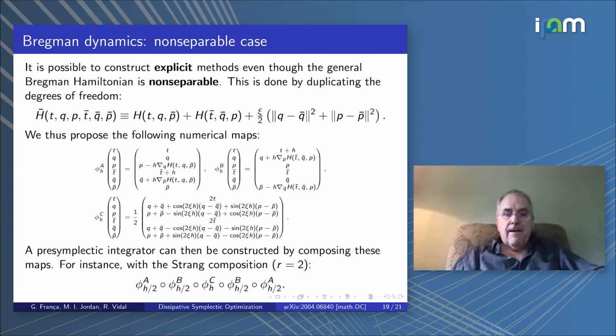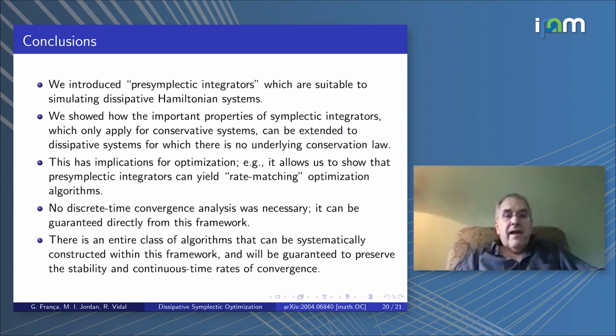Okay. So you compose these maps in various ways. You get all kinds of integrators. In particular, we've written down the so-called Strang composition at the bottom of the page. Okay, so I've arrived at the end of the talk. Let me just summarize this section. We have introduced a notion of presymplectic integrators, which are suitable for simulating dissipative Hamiltonian systems.